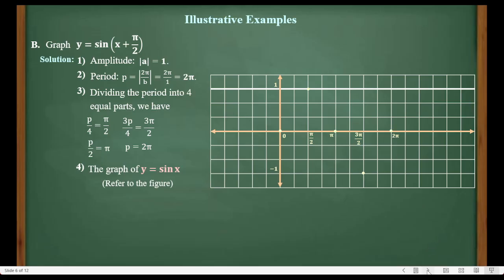And then you will notice that we have 5 plotted points starting from 0. So using a smooth curve again, you connect those 5 plotted points. Okay, that's it.